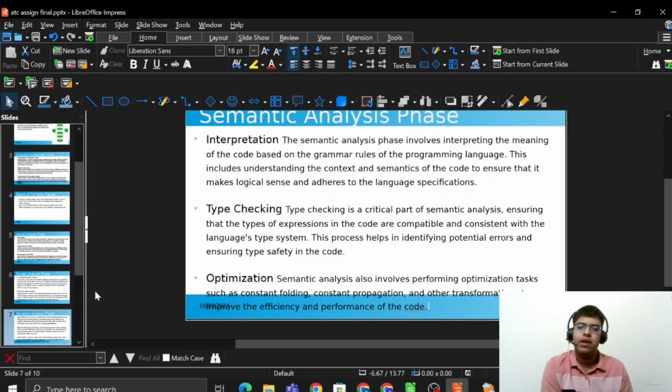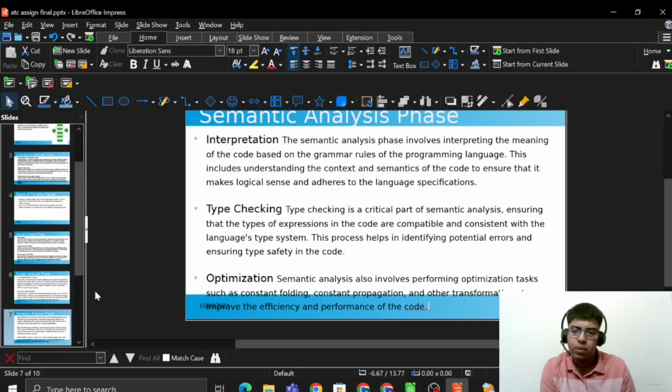The next phase is semantic analysis. Here, it involves interpreting the meaning of the code based on the grammar rules of the programming language. It includes understanding the context and semantics of the code to ensure that it makes logical sense and adheres to the language specifications. Next one is type checking. It is a crucial part of semantic analysis, as it ensures that the typed expressions in the code are compatible and consistent with the language's typing system. It helps in identifying potential errors and ensures type safety in the code.